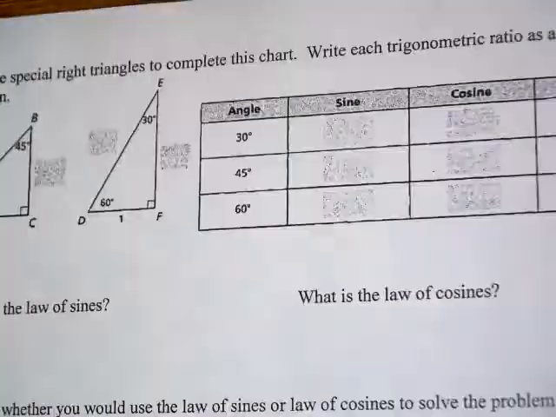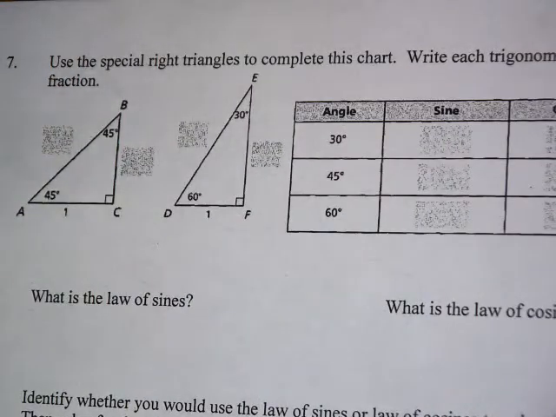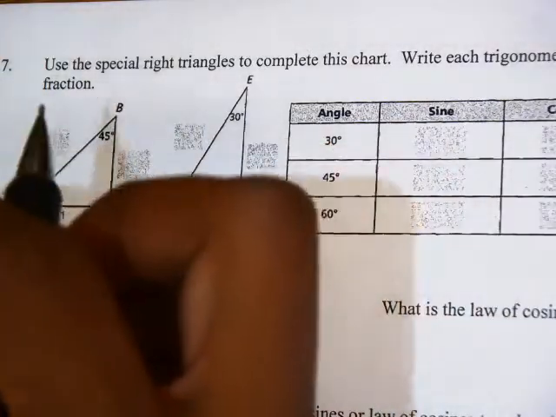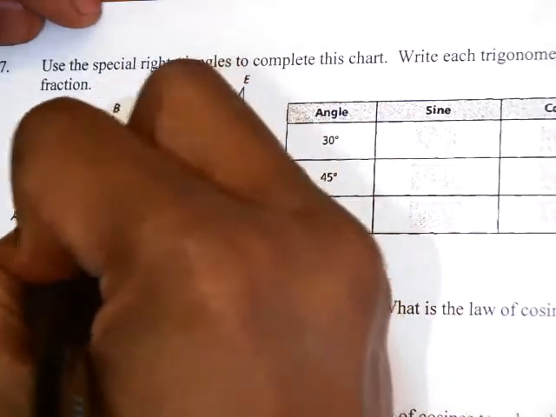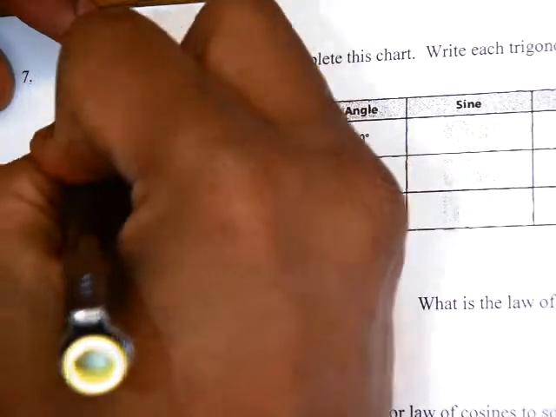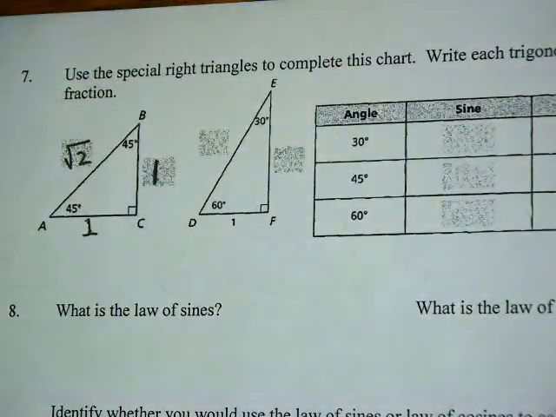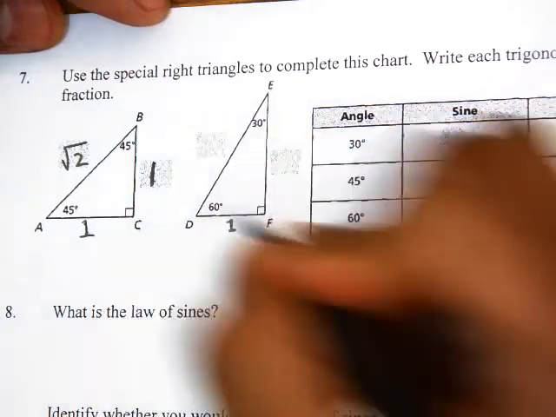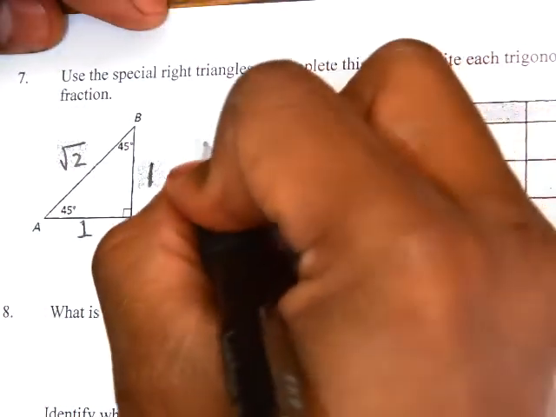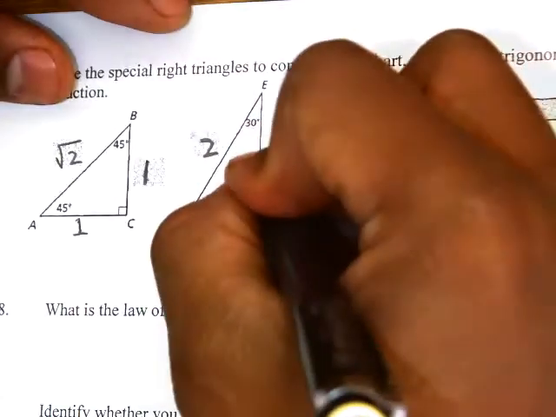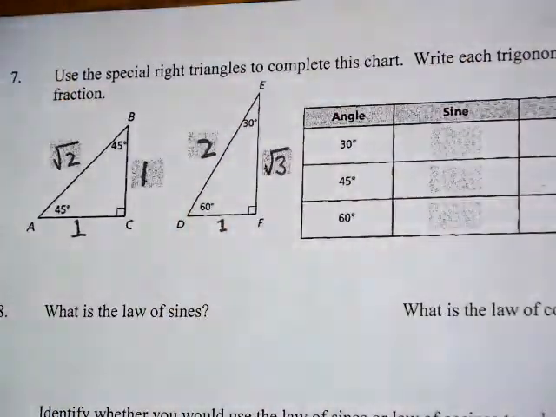So on the back, number 7. We're going to use what we just did, these special right triangles, to complete this chart. This is a 45-45-90 right triangle. That means it's isosceles. So if this side is 1, this side is also 1. And we just saw that the hypotenuse should be the square root of 2. This is a 30-60-90. If this side is 1, the hypotenuse is twice as long. And the long leg is the short leg times the square root of 3.